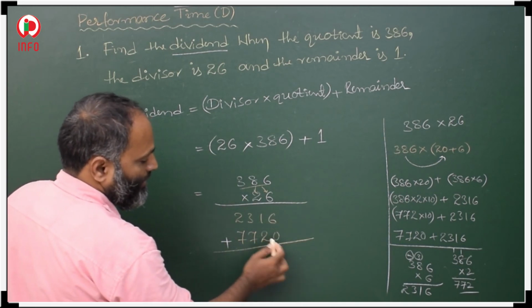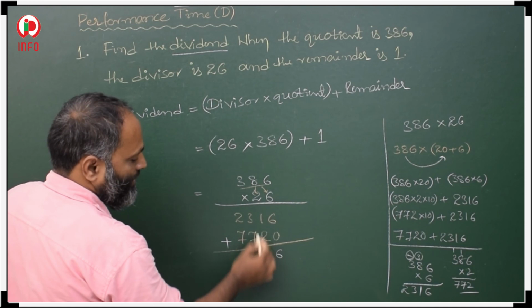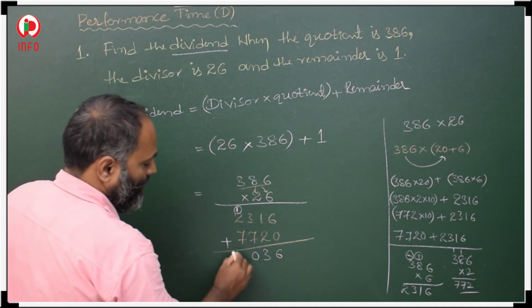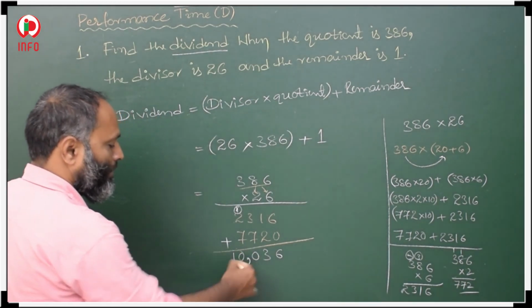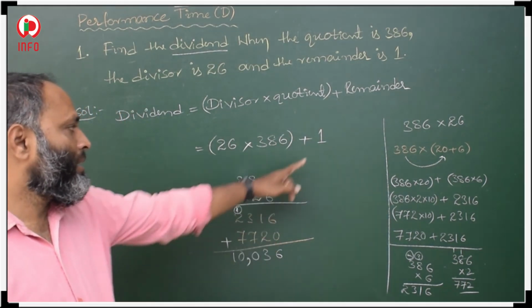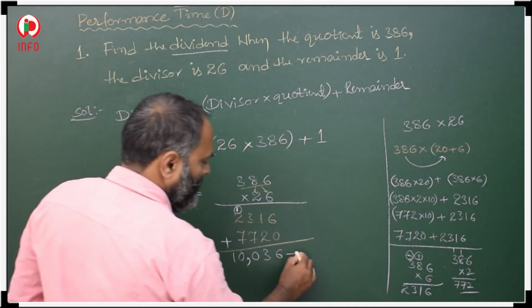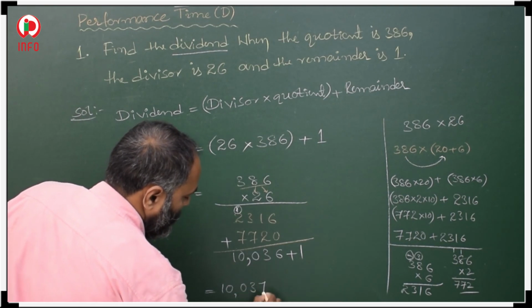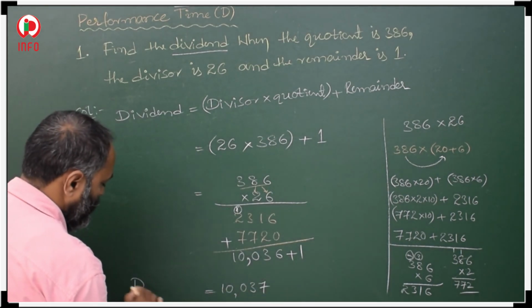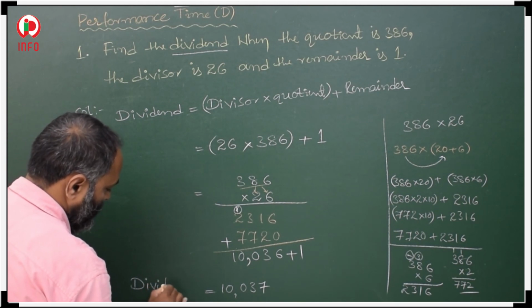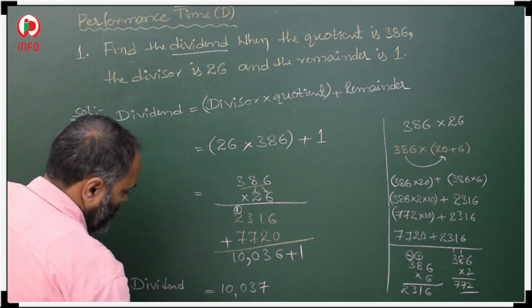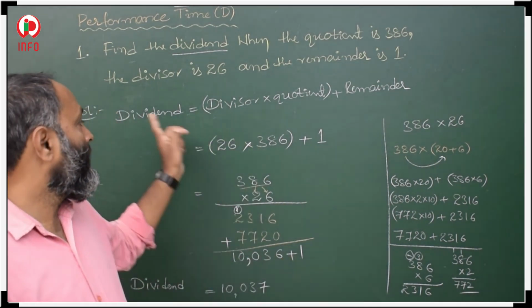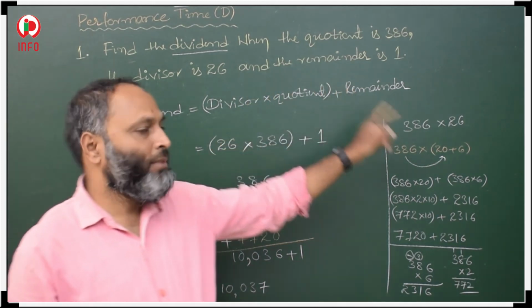6 plus 0 is 6. 2 plus 1 is 3. 7 plus 3 is 10. 7 plus 2 is 9, 9 plus 1 is 10. So 10,036, and plus 1, that is 10,037. This is our dividend. In this way we have to find the dividend using the formula: dividend is equal to divisor into quotient plus remainder.